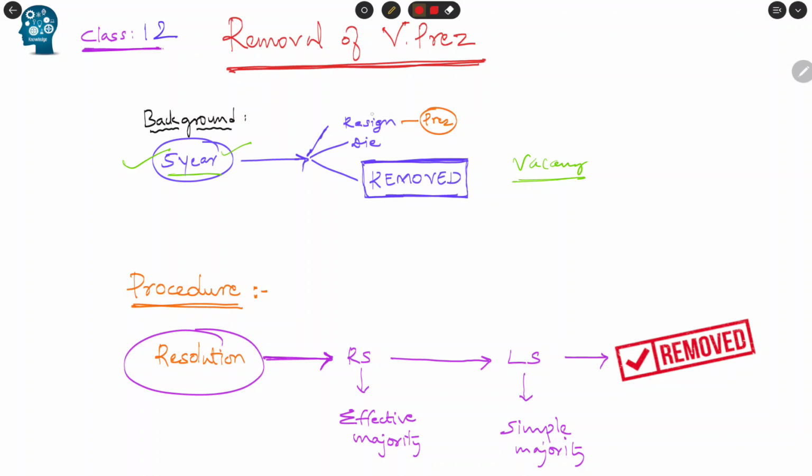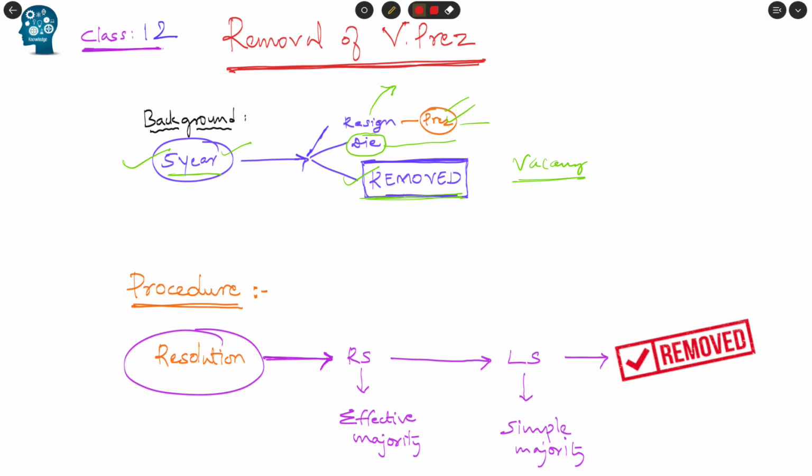If the Vice President gives his resignation to the President, meaning he submits a resignation letter to the President, then he vacates his office. This also creates a vacancy. And if the Vice President dies, that also creates a vacancy. And one more thing, he can also be removed. We need to discuss this, that is, removal: how the removal happens and what the procedure is. Like impeachment in the case of the President, we have a procedure to remove the Vice President.